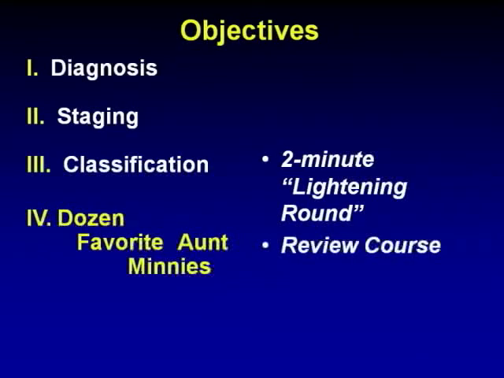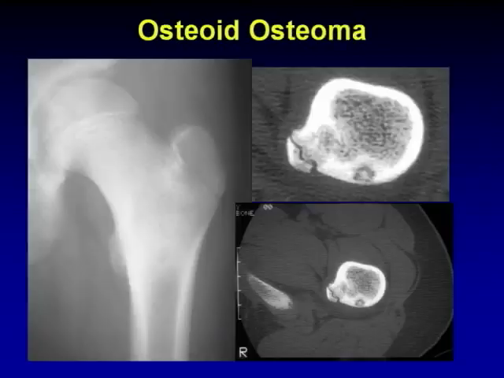So with that, I think we've achieved some of our major objectives, talking about how to systematically approach diagnosis, some staging concepts, and some classification into 6 major tumor types. And now, since this is a review course, we're going to review the dozen favorite Ant Minis in a 2-minute lightning round. Again, I think my voice is failing, so if you could help me out with getting the right diagnosis in the lightning round, that would be great.